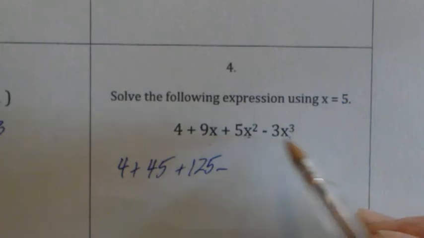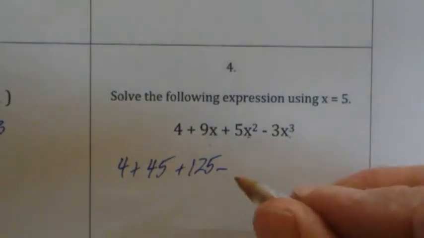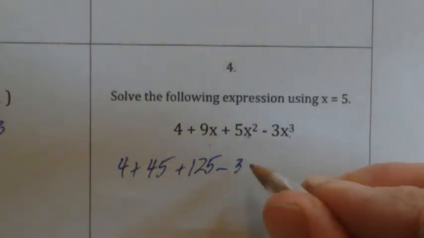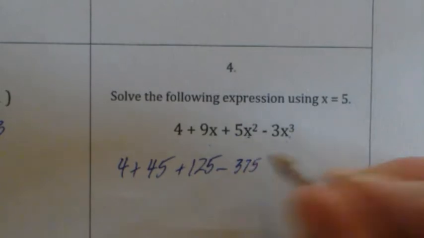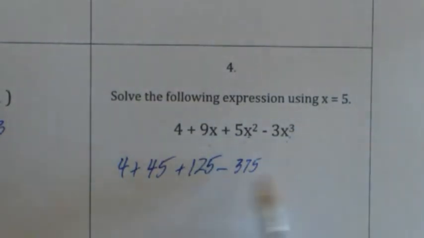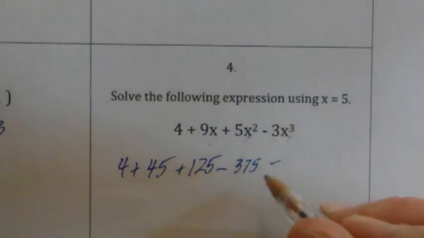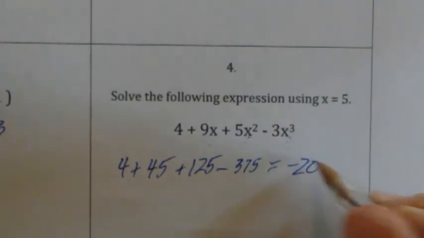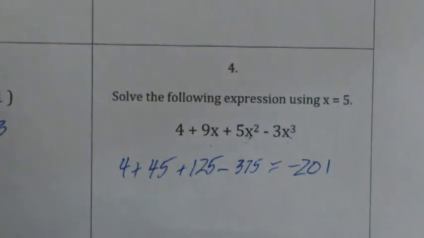But now you want 3 times 125, which is 375. And it's minus. Well, you ran those in your calculator. Now you run the total in your calculator. And what do you get? Minus 201. Anyway, that's what I got. Minus 201. Okay, so now we go on to the lesson.